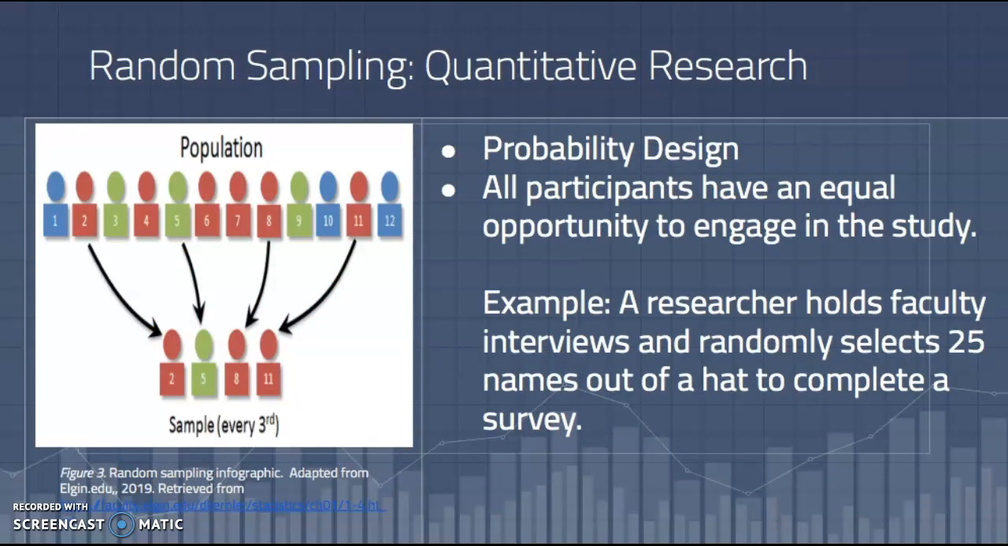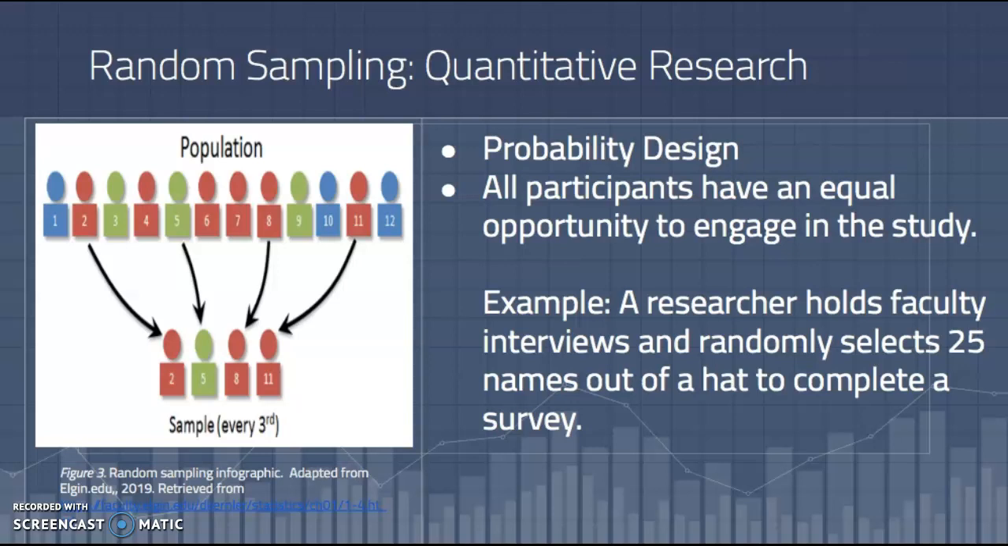Then there is random sampling. So random sampling in a quantitative study is another one of the more popular ones, and it's a probability design, which means all participants have an equal opportunity to engage in the study. For example, a researcher holds 25 interviews and randomly selects 25 names out of a hat to complete a survey.